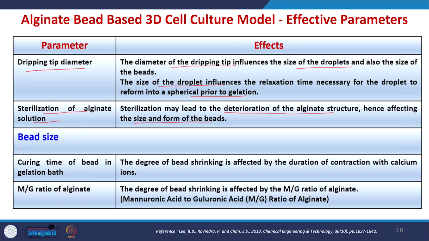And the next parameter is curing time. The curing time of the bead in the gelation bath is very important. The degree of bead shrinking is mainly affected by the duration of contact with calcium ions. And next one is the M/G ratio of alginate. The M/G ratio is the ratio of mannuronic acid to guluronic acid in alginate. So, this M/G ratio is very important. The degree of bead shrinking is affected by the M/G ratio of alginate.